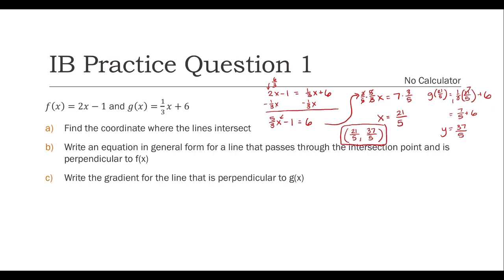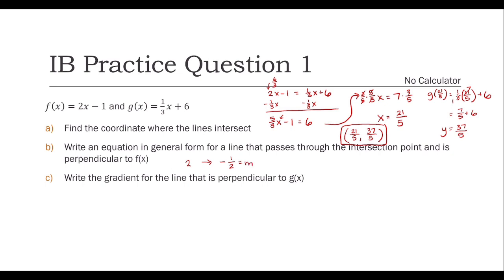So now we need to write an equation in general form for a line that passes through the intersection point and is perpendicular to f of x. So we'll start by finding our slope. So our slope is going to be the opposite reciprocal of our slope for f of x. So our slope for f of x is 2. So the opposite reciprocal of that is going to be 1 over 2, and it's going to be negative. So that'll be our slope.